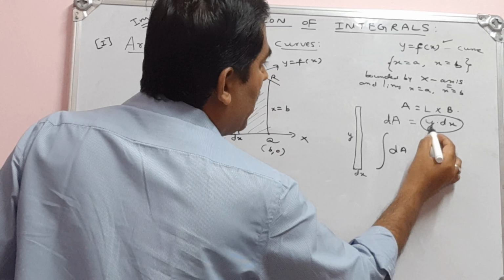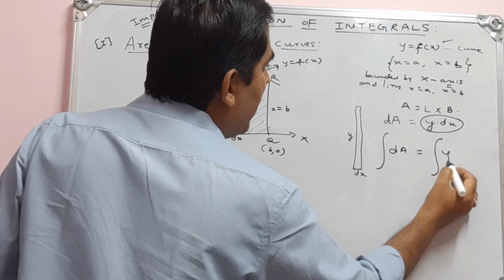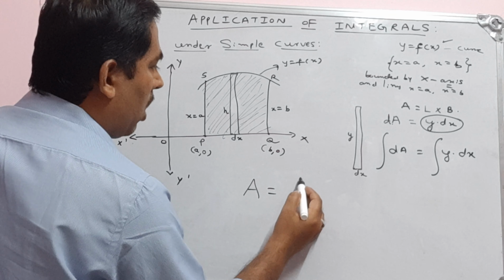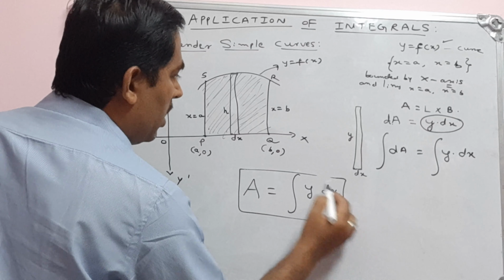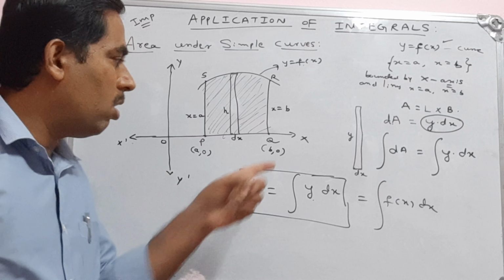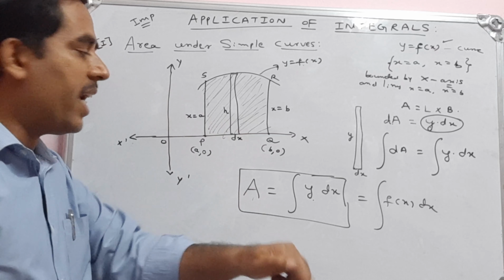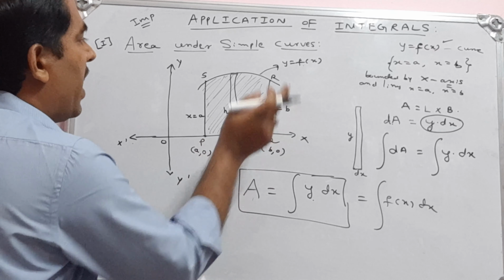Integration of dA means what? dA means y dx. See, integration of y dx gives me the area. Area under the curve is the integration of y dx, where y means f of x. Observe this. This is the area of the curve, whatever curve is given, bounded by the x-axis and the lines x is equal to a to x is equal to b.